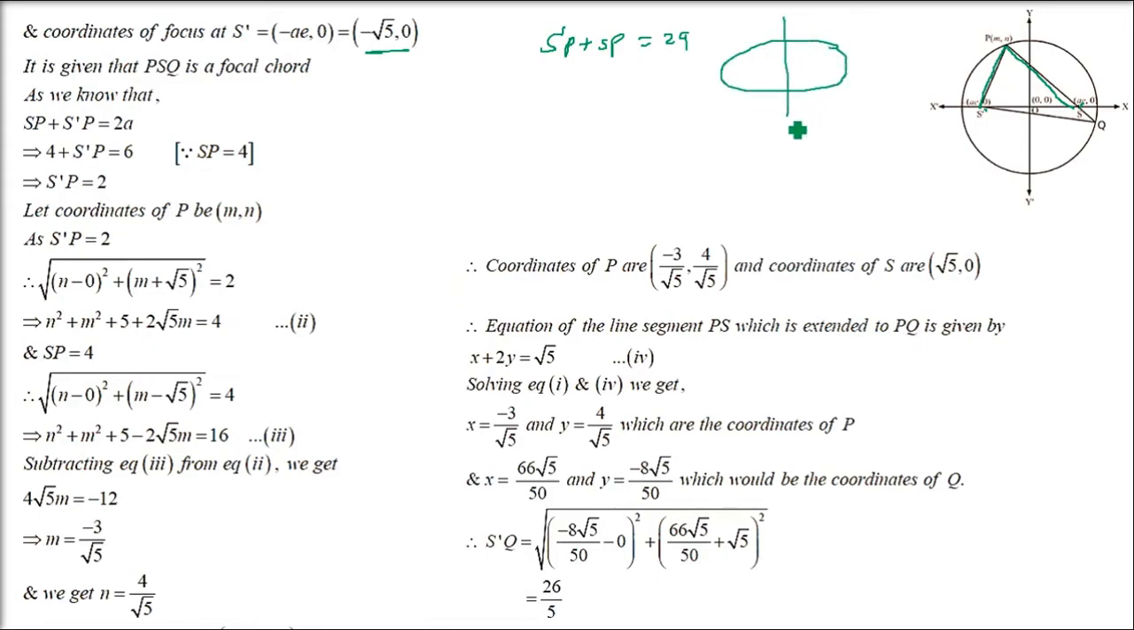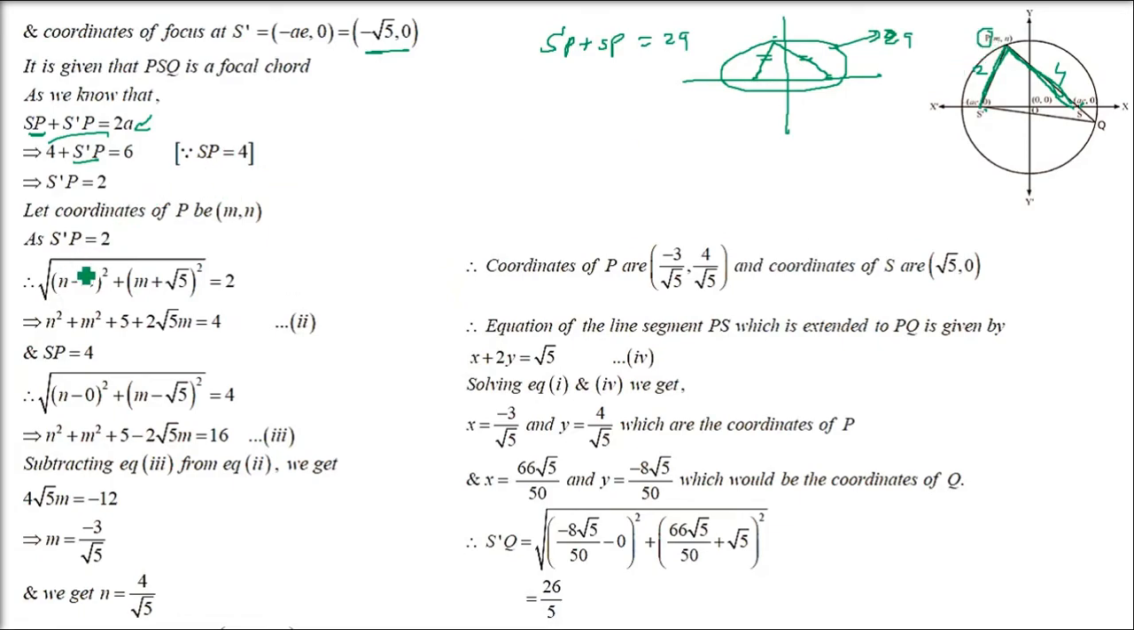This is the concept we discussed in the theory: if you take any point on the ellipse and take its lengths to the two foci, their sum is equal to 2a. SP is 4, from here to here it's 4. S dash P we don't know, but the sum is 2a, which is 2 into 3. So S dash P is 2.